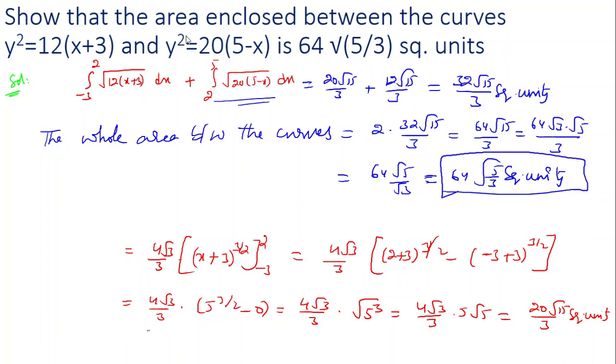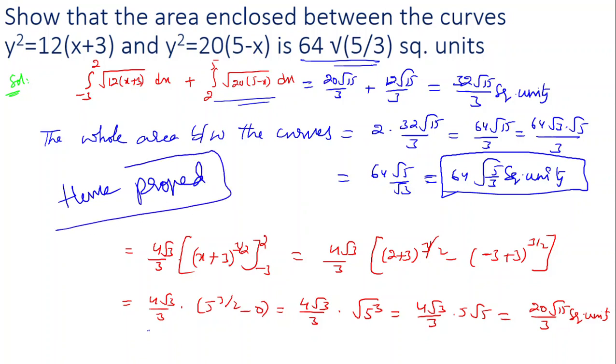And we need to prove that the area between the curves is 64 root 5 by 3 square units. And the area that we got after finding is 64 root 5 by 3 square units. So these two are same. And so we have proved that the area between the curves is 64 root 5 by 3 square units.